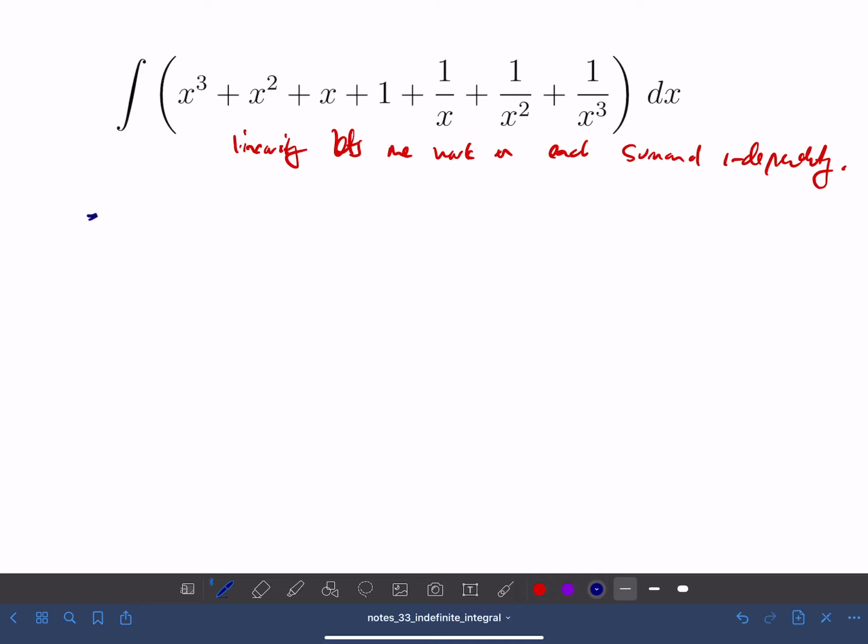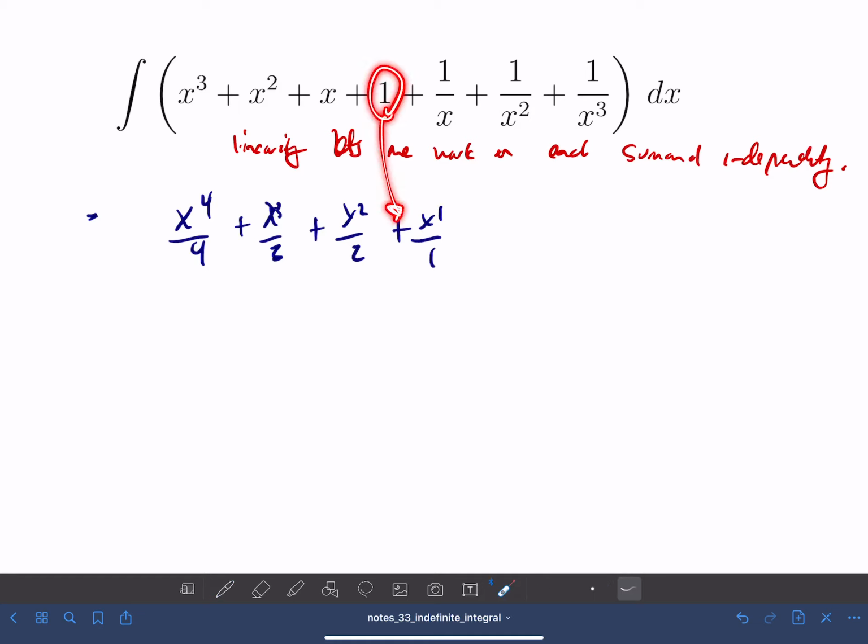So this is equal to, now I'm going to use the power rule, x to the 4th over 4. Increase by 1, divide by what I increased it to. Plus x cubed over 3, plus x squared over 2, plus x to the 1 over 1. That's this one right here. You can get that either by the power rule or by using the constant rule, plus natural log of the absolute value of x. That's the weird one.